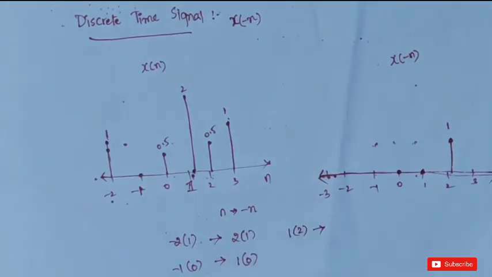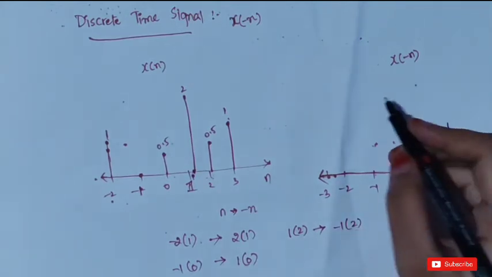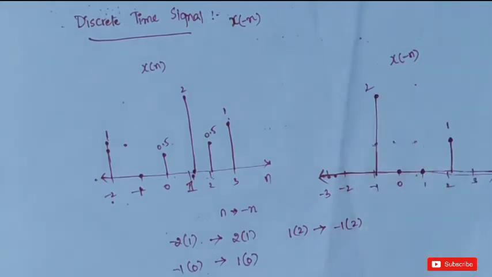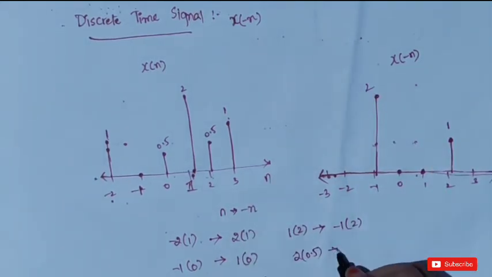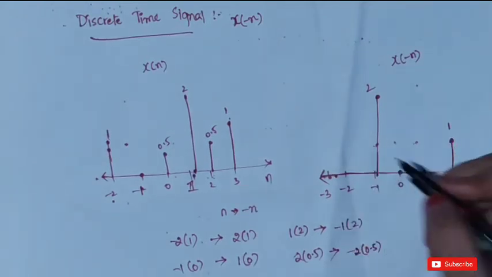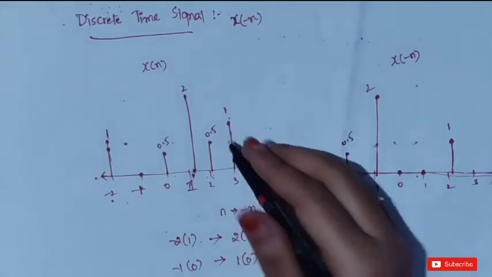So in x of minus n signal, how does it change? At minus 1 its amplitude is 2. In the same way, at 2 its amplitude is 0.5. How does it change in x of minus n? At minus 2 its amplitude is 0.5. At 3 it is 1.